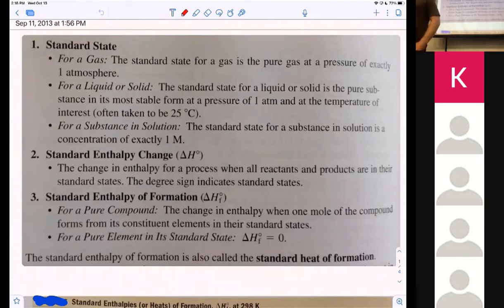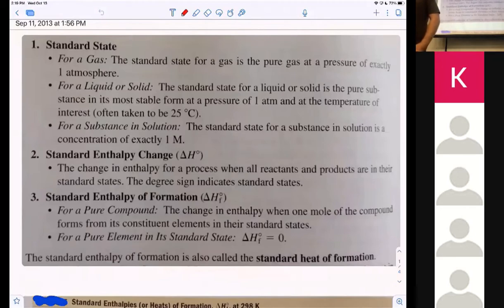Also for gases, if you look at oxygen, it can be an oxygen radical, just single O. It can be O2, diatomic oxygen, or it can be ozone, O3. We pick diatomic oxygen. It's usually also the more common one as well. So that's why we pick oxygen as a standard state.